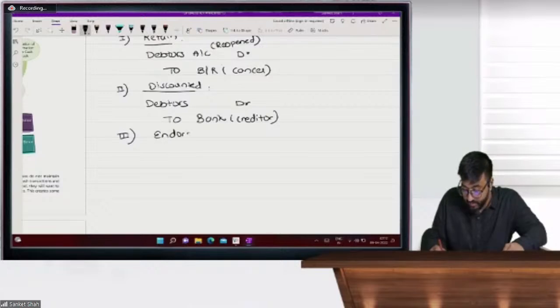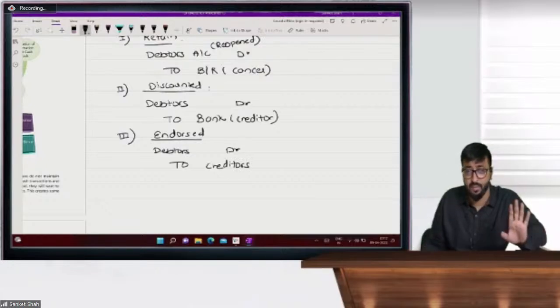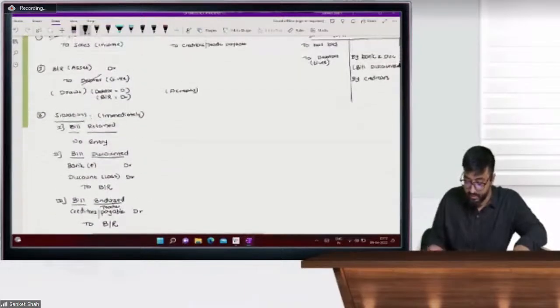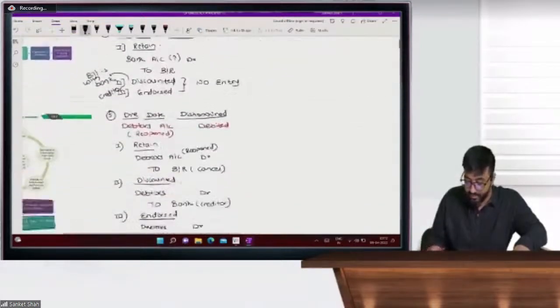And what is the third situation? Endorse. In endorse, what is going to happen, beta Pratham? Debtors account debit to creditors account. Very simple entries, my friend. Debtors account debit to creditors.